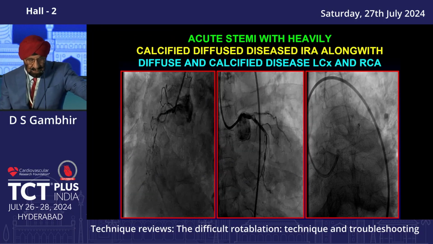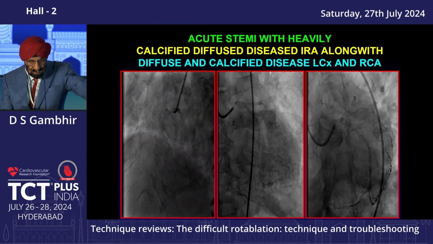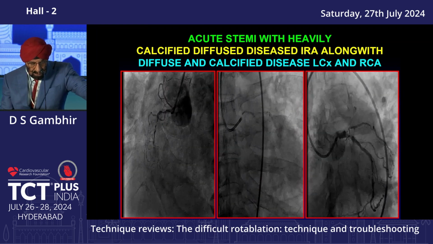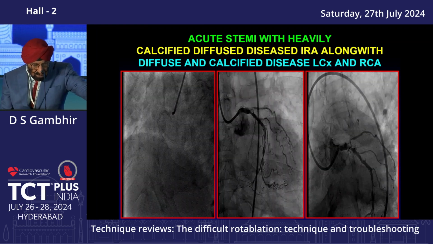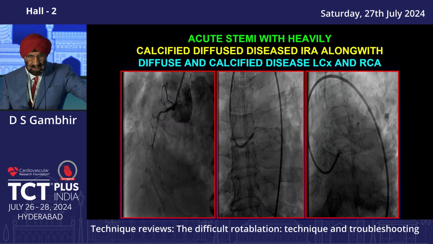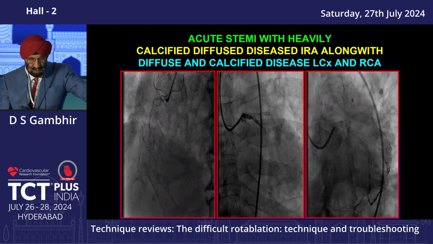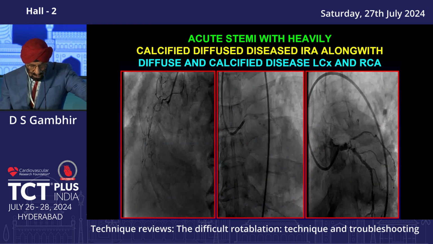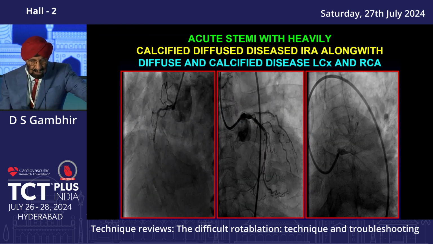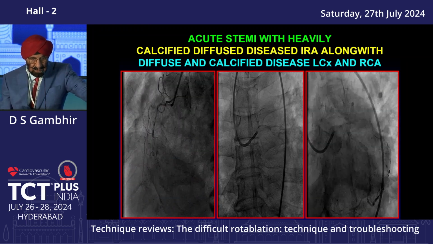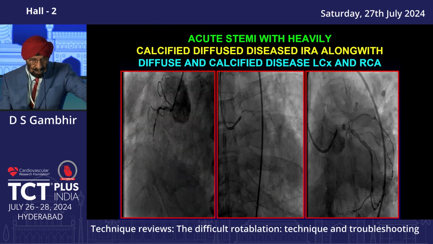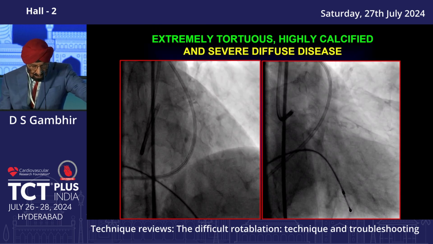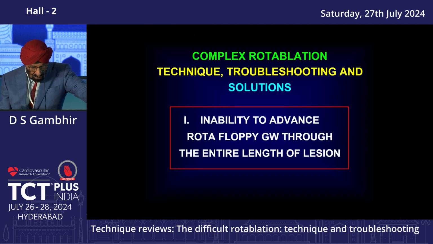Here is another patient with acute MI, heavily calcified diffuse disease, with the infarct-related artery being the LAD. You can see here all the vessels are badly diseased. This patient came in the middle of the night with a blood pressure of 85-90, hypotensive, in LVF, and this was his coronary anatomy. We did a rota of the LAD during the primary angioplasty. So let me show you now.